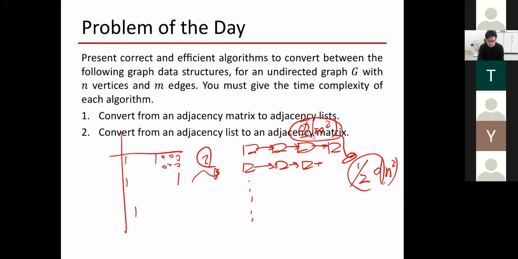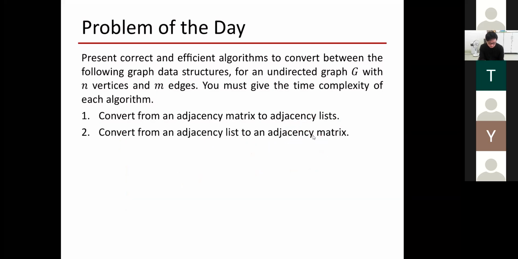Then let's do the second problem. The second problem is now from adjacency list to the matrix. How can you do this? How can you do this in a faster way? Okay, let's think for 5 minutes, then let's talk about this in 5 minutes. All right. So in 5 minutes, I'm going to ask.